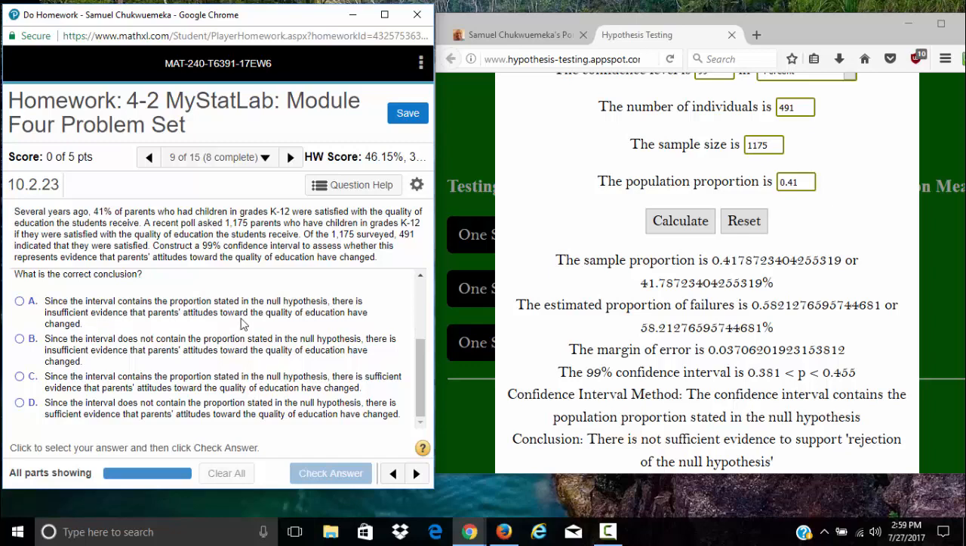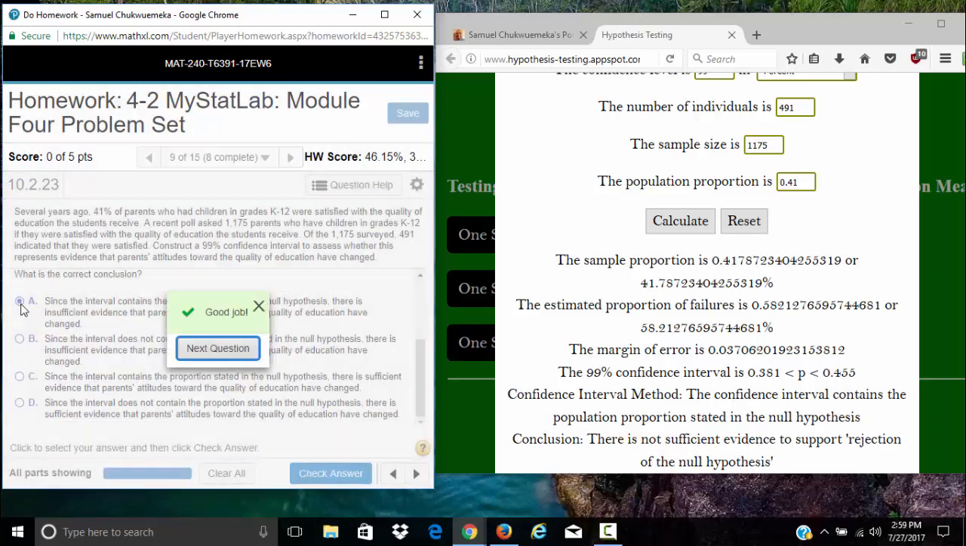Okay. So process of elimination, B is out, does not contain, and D is out. So we're looking at A and C. A, since the interval contains the proportion stated in the null hypothesis, there is insufficient evidence that parents' attitudes towards the quality of education have changed. Okay, there is not sufficient evidence means there is insufficient evidence. Okay, so the answer is A.